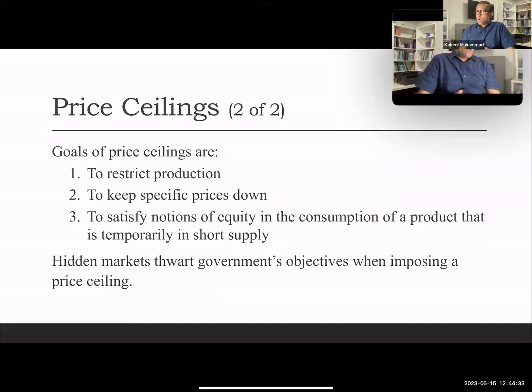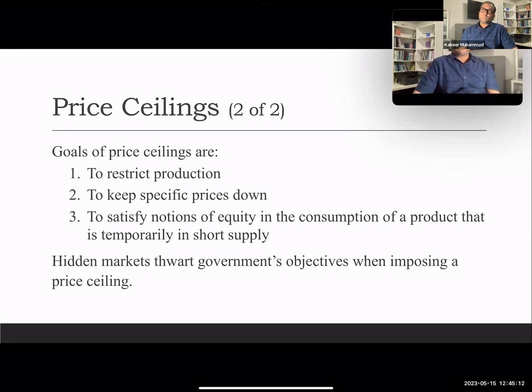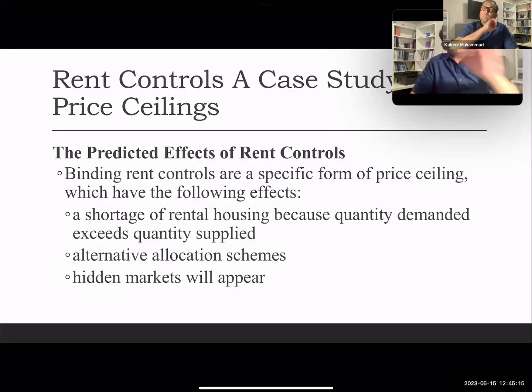Normally when the government imposes a price ceiling, the objective is to keep specific prices down, or to satisfy a notion of equity in the consumption of a product that is temporarily in short supply. These are the normal ideas behind imposing a price ceiling. But whenever we impose a price ceiling, a hidden market or black market is established because of the profit gains; people realize there's some money in it. For that reason, the objective is not achieved.